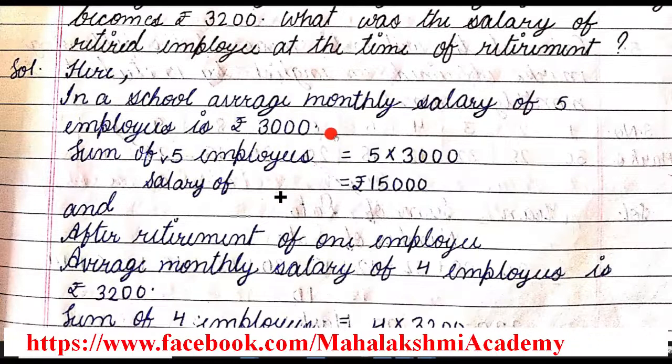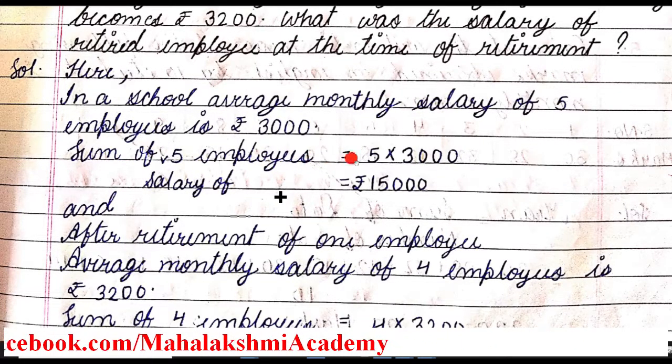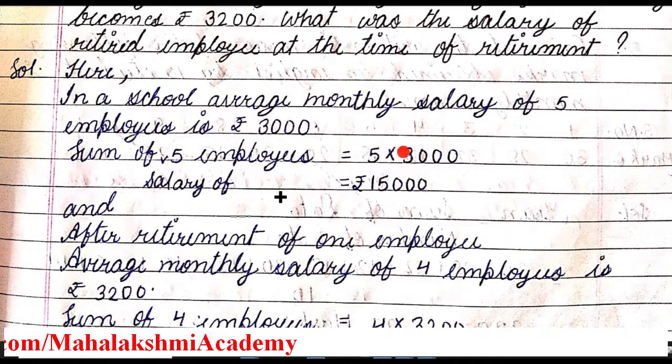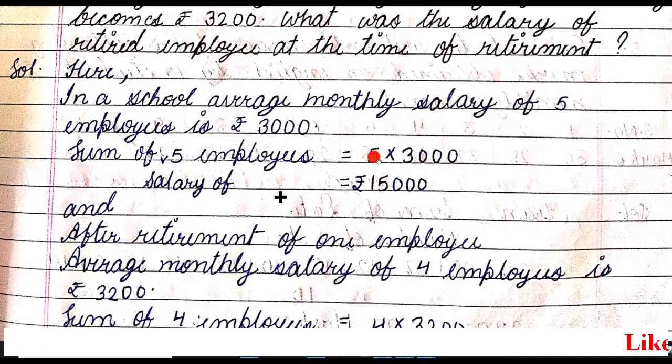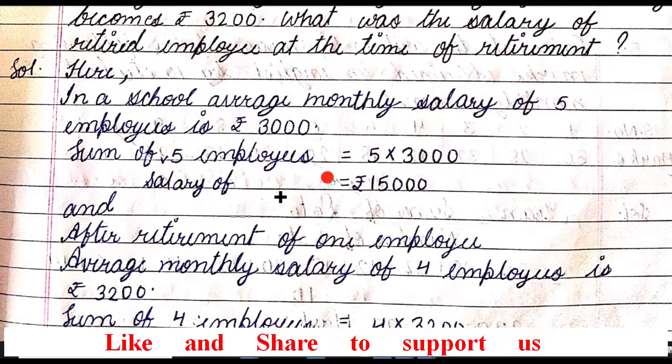So we want to know the sum of data. Students, the sum of data formula is: sum of data is equal to number of data multiplied by mean. So here, instead of sum of data I wrote sum of salary of 5 employees is equal to number of employees, 5, times their average salary 3000, so the total is 15,000. This 15,000 is the sum of all salaries of 5 employees.